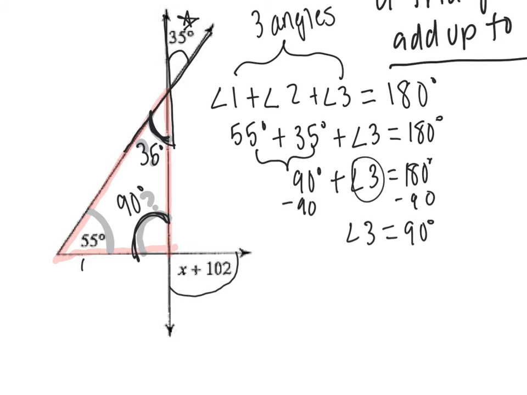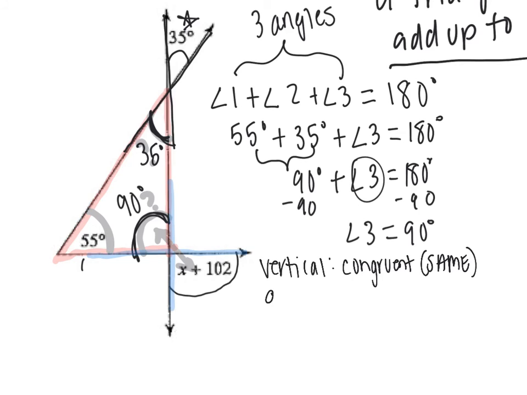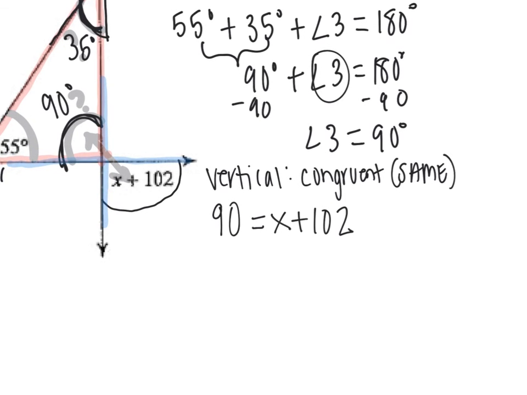I want you guys to notice that these are vertical angles. So that 90 and that x plus 102, they are vertical. They're across from each other. I know that vertical angles are congruent. That means they're the same. So then what you would have to do is take your 90 and set it equal to x plus 102. And I will let you guys solve. All you have to do is it's a one-step equation, so you just need to solve for x.